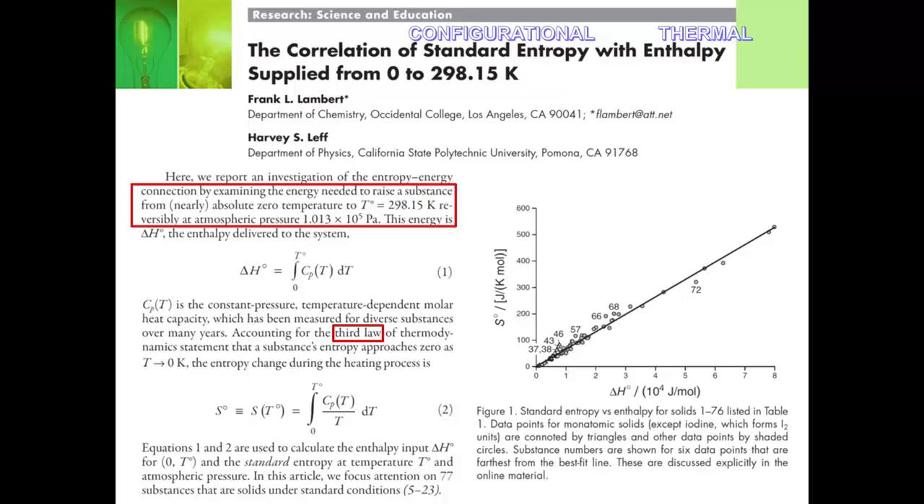What they did is they basically took the energy needed, the H, this is the H axis, needed to raise a substance from nearly 0 to room temperature at standard pressure. And you can measure that. You can basically heat up a substance, and you can measure how much heat it takes to heat the system up. And you see it's related to the heat capacity and the change in temperature. So this is something you can measure in the lab.